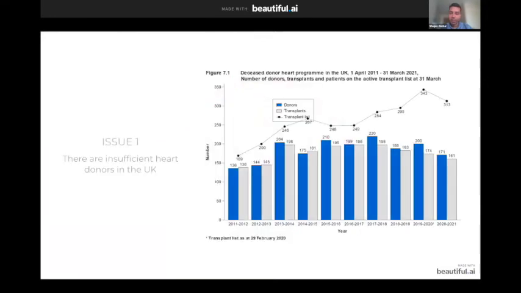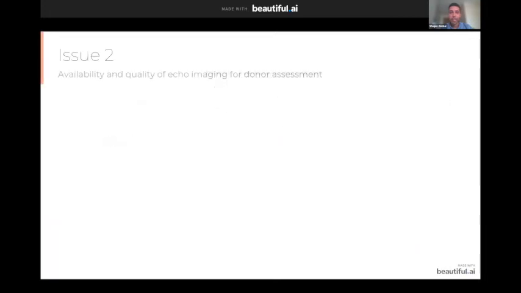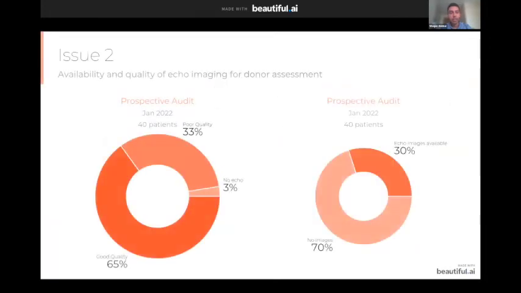The issue we had, which I'm sure is similar elsewhere in the world, is an insufficient number of heart donors in the UK, the line showing the numbers on the waiting list and the bar showing the number of transplants carried out. And we looked to assess the availability and quality of echo imaging for donors as a potential cause for insufficient numbers of heart donors.